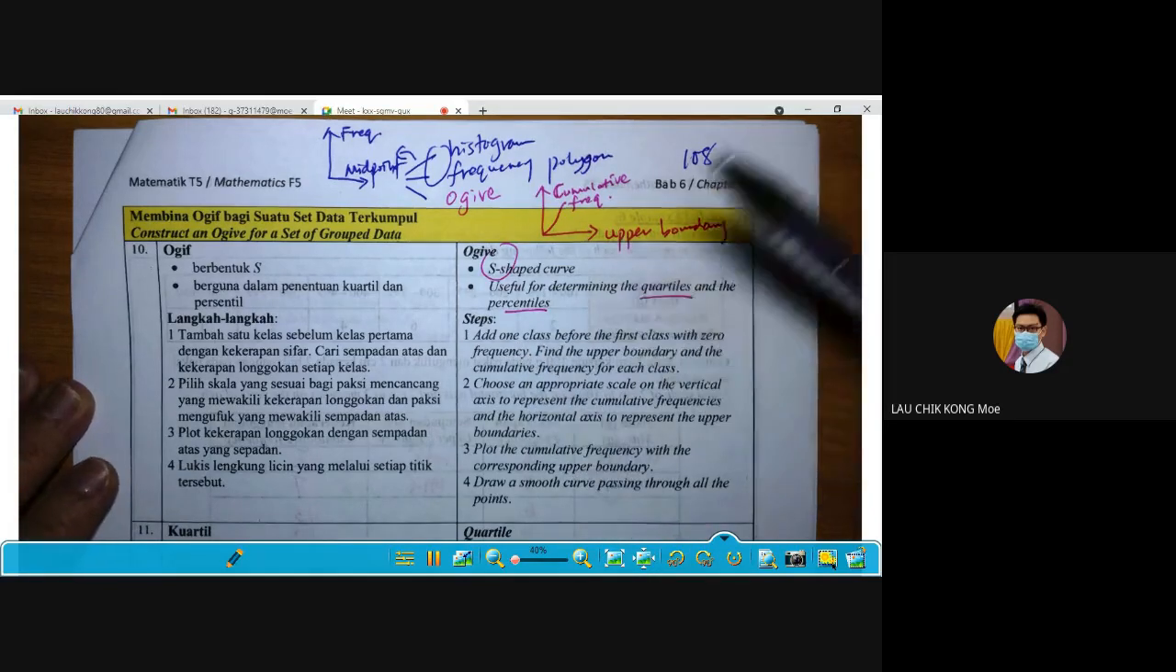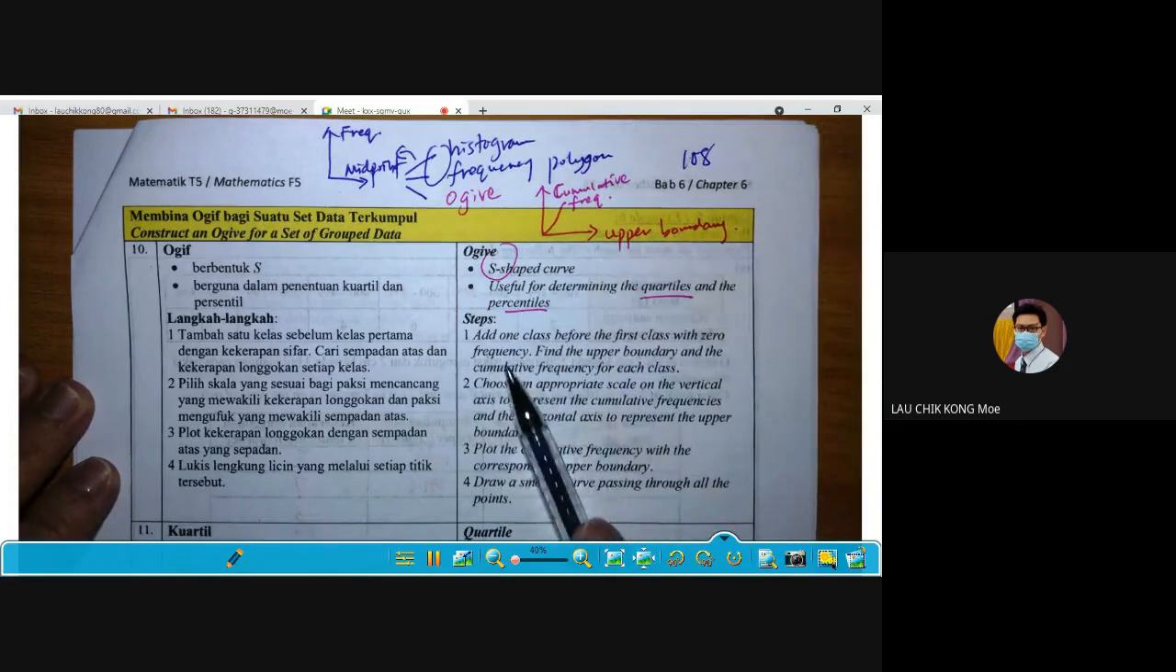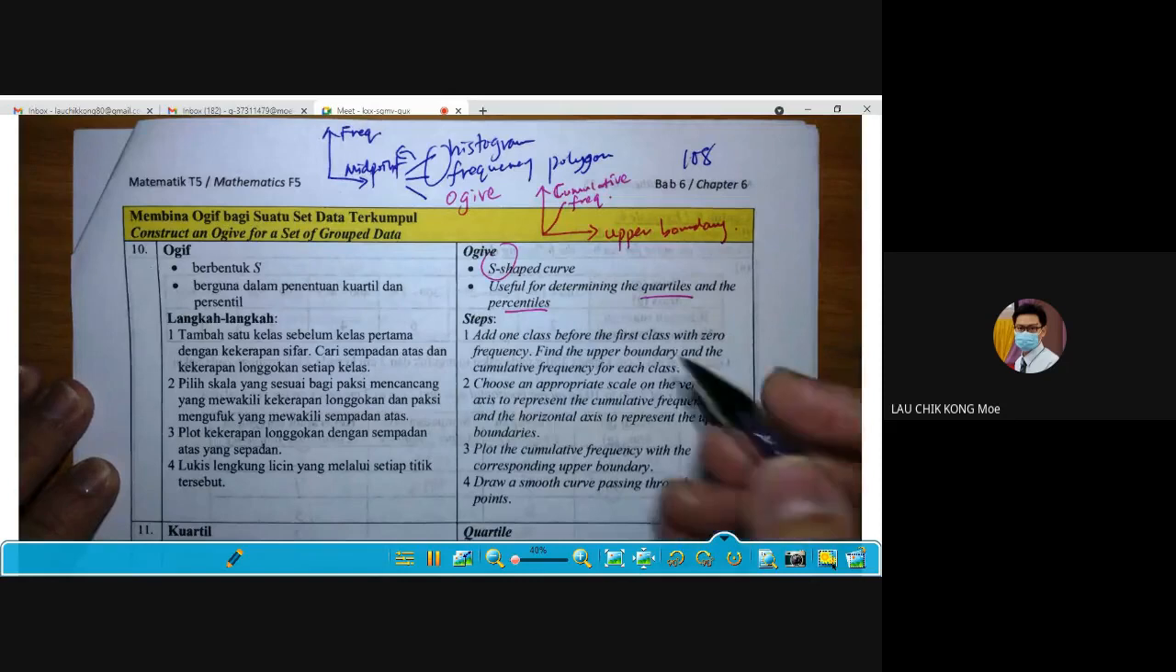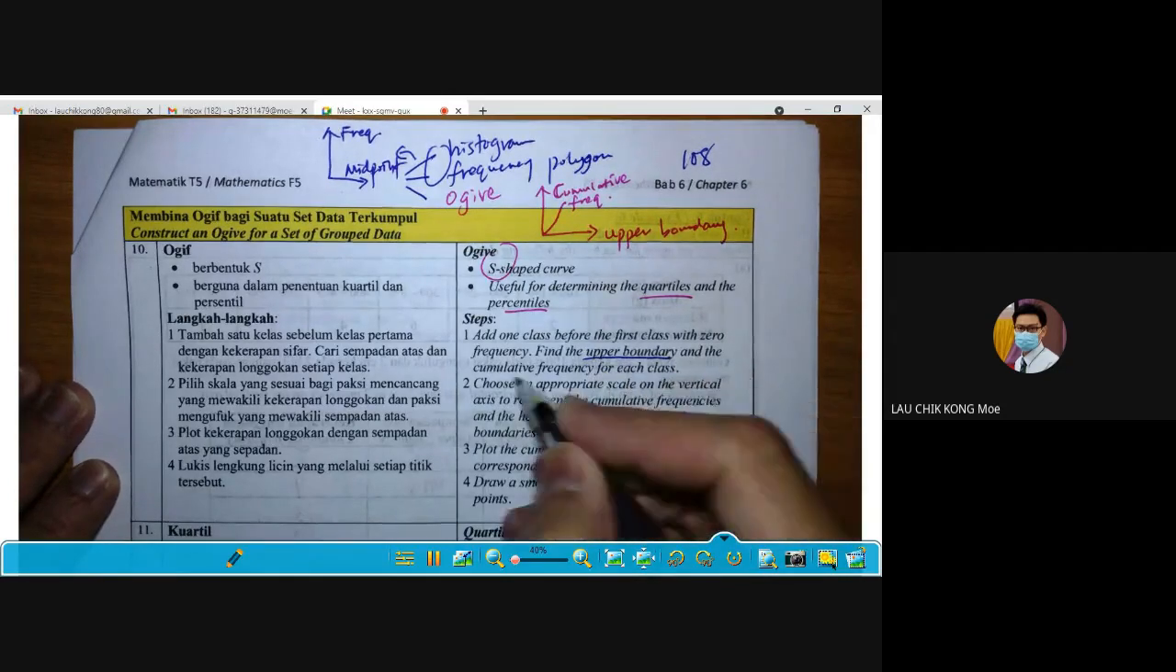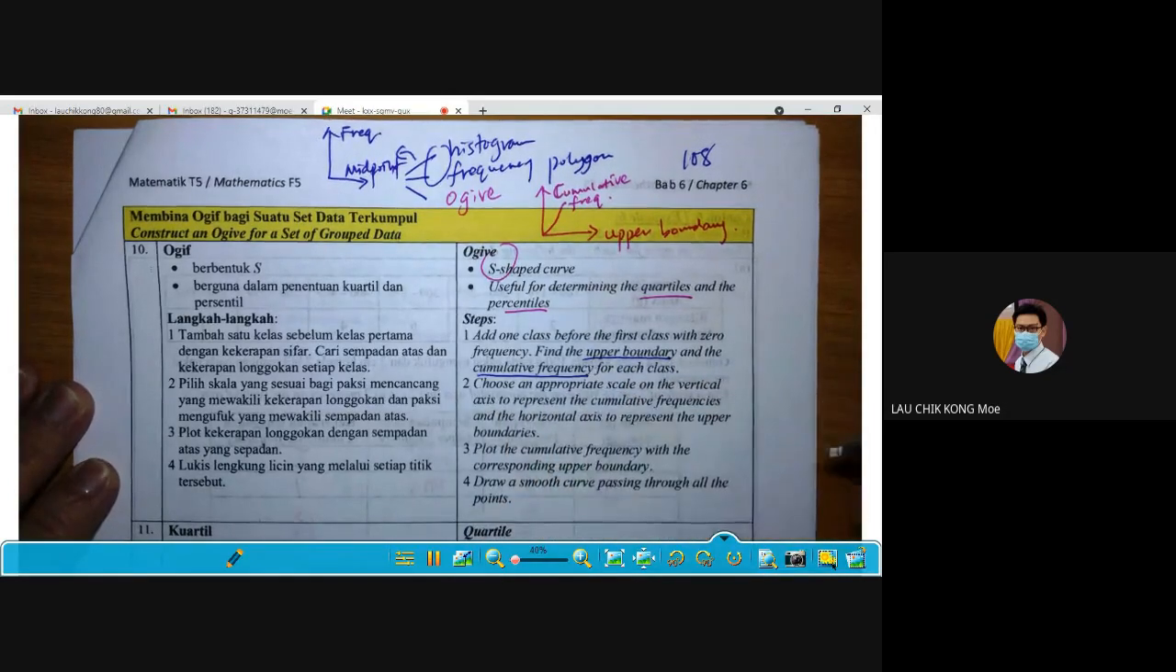The steps to draw the ogive: we need to add one class before the first class with zero frequency. If the table already starts from zero, it's okay. If not, we need to add one class. Find the upper boundary and the cumulative frequency for each class. So that's why I say that we use the upper boundary and cumulative frequency to draw our ogive.